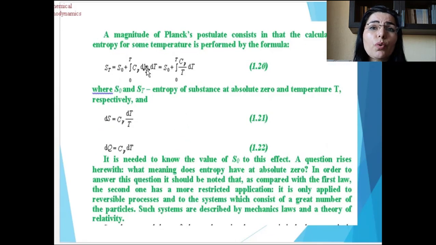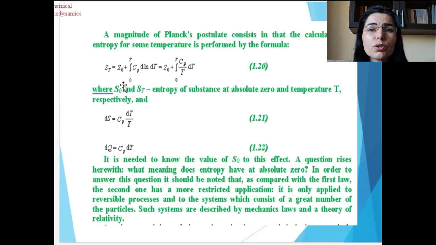A magnitude of Planck's postulates consists in that the calculation of entropy for some temperatures is performed by the formulas, where S0 and St are the entropy of the substance at absolute zero and at temperature T respectively. In this equation form, it's needed to know the value of S0. A question arises here: what meaning does entropy have at absolute zero?